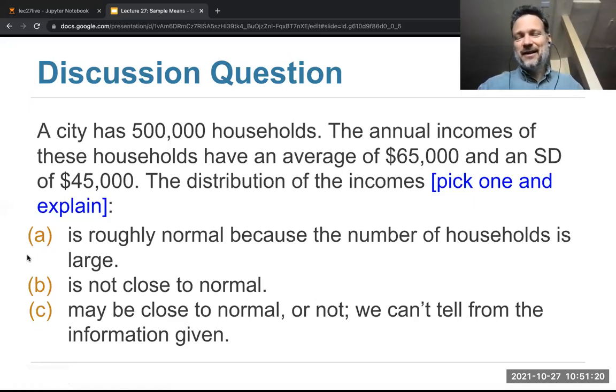Here's your discussion question to test how you're doing with the central limit theorem. We've got a city with 500,000 households. We care about the income of each household, and the average income in this city is $65,000, and the SD of those incomes is $45,000. Then what do you think is true about the distribution of the incomes?